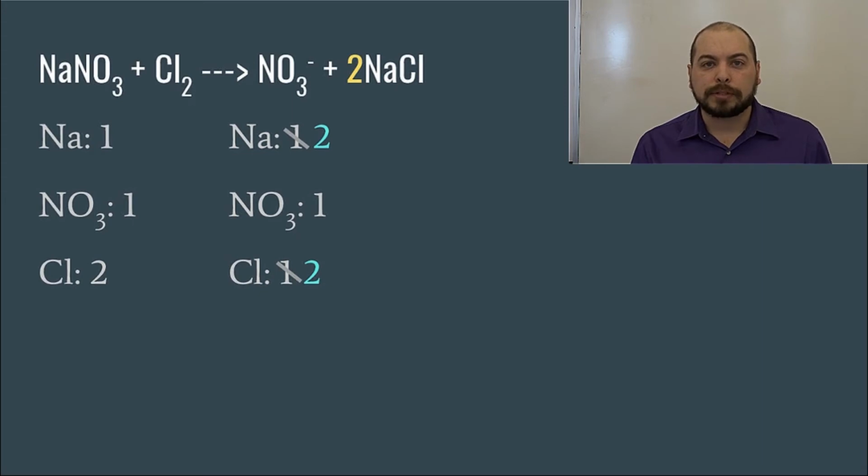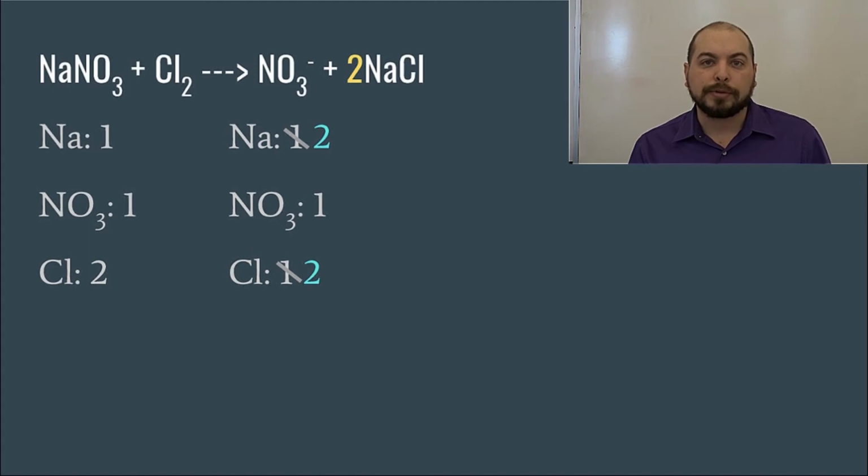On the right side, the first thing we're going to do is add a 2 in front of the sodium chloride. We're going to cross out the number 1 for the sodium and the number 1 for the chlorine, and replace them with 2, because remember, by putting a 2 as a coefficient, we're doubling both things. So we now have 2 sodiums and 2 chlorines on the right side. We can see the chlorines are balanced, but the sodium is not.